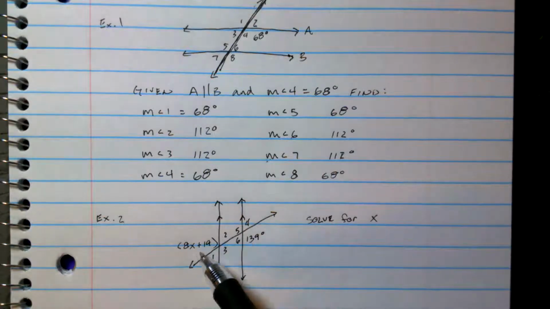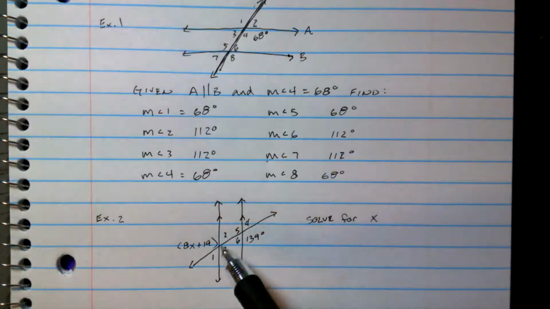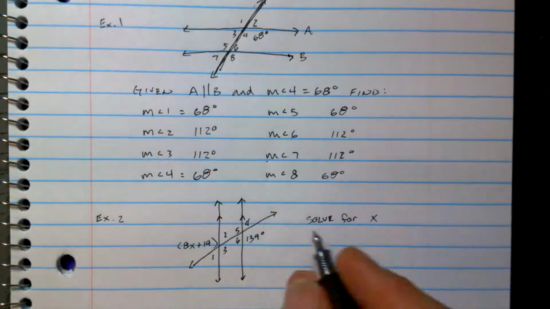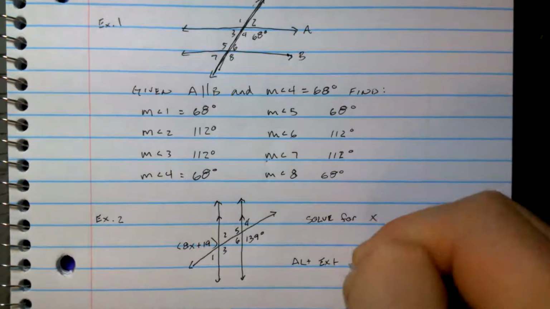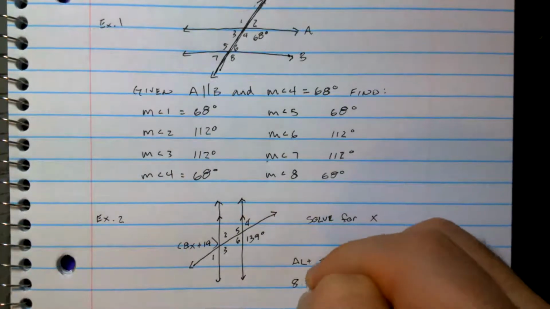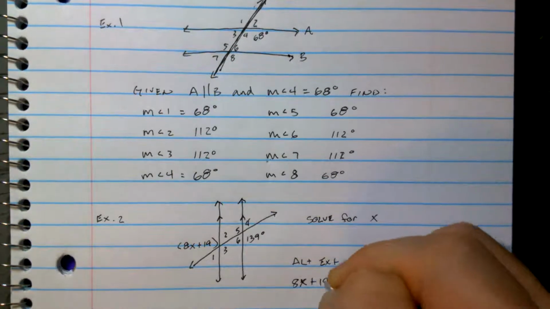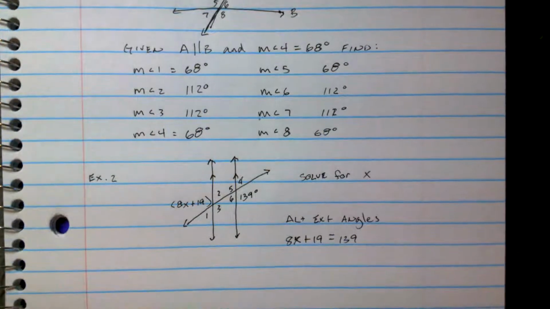These are alternate exterior, so they're on opposite sides. And I also know those are congruent. So this and 139, those two are the same, which means they're equal to each other, which allows me, through alternate exterior angles, to say 8x plus 19 equals 139. Okay, and you can kind of see how we're going to solve now because we've got it set up, right? Alternate exterior angles are equal to each other, and therefore those two things are equal to each other.